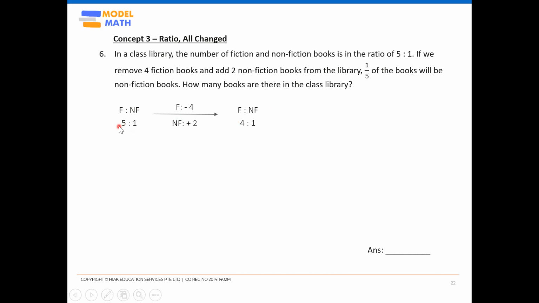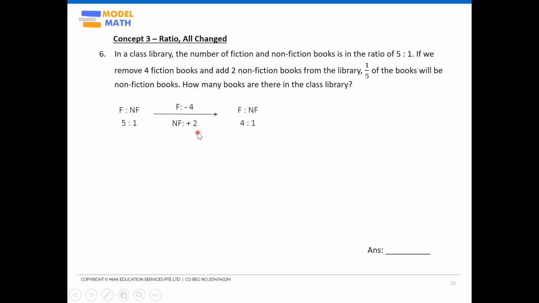For the fiction books, should the fiction remain the same throughout? Obviously not, because I have a loss of fiction books here. What about non-fiction books? Should it remain the same throughout? Of course not also, because for non-fiction books, I add 2. There's a change of 2. It cannot be the same in the before and after.